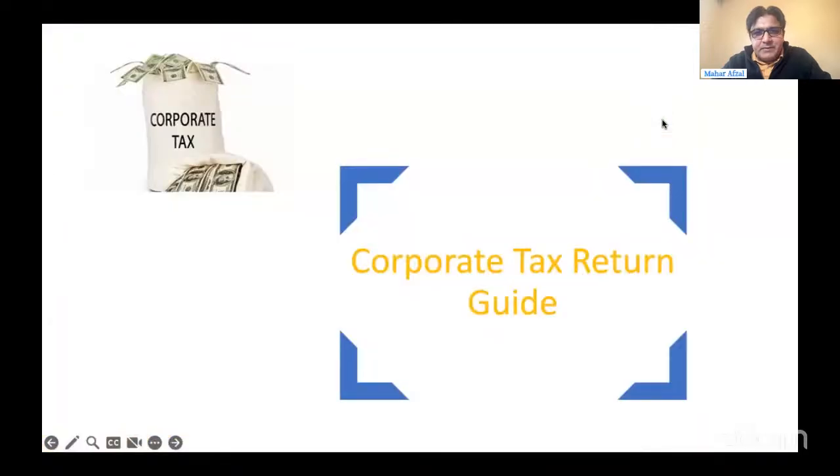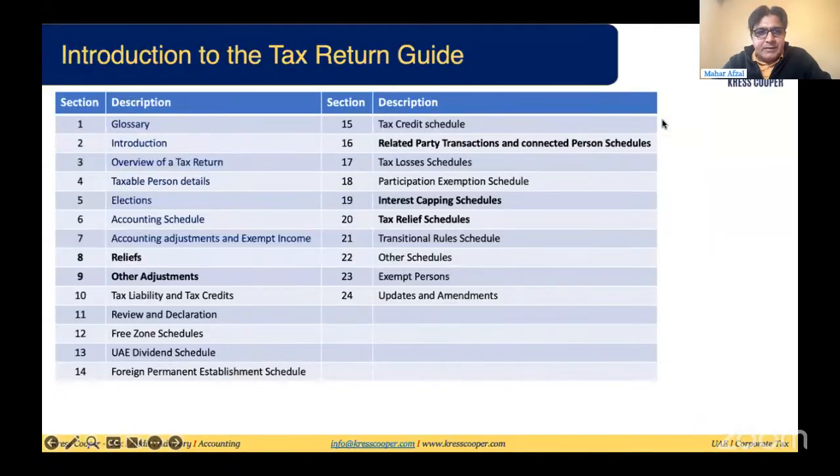These are the previous webinars on the corporate tax return guide. If you go into the corporate tax return guide, these are the sections. Out of this, we have already spoken about section 1 to section 9. Today we are speaking about sections 10, 11, 12, 13, 14, and 15. In our next session, we'll be speaking about the rest of the sections as well.